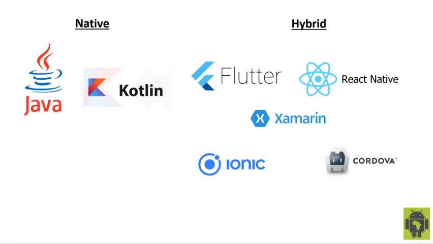So the next one is Apache Cordova. Apache Cordova is an open source mobile development framework owned by Apache. It uses HTML, CSS, Java, and JavaScript to create beautiful apps, which run on a web view, of course.